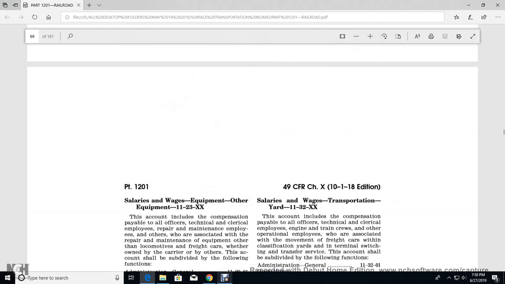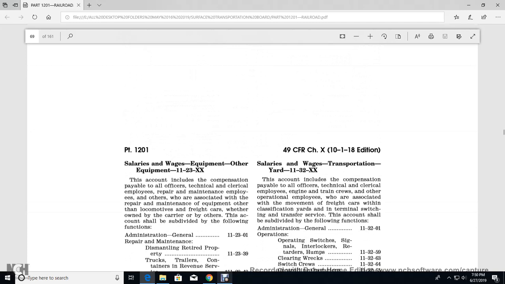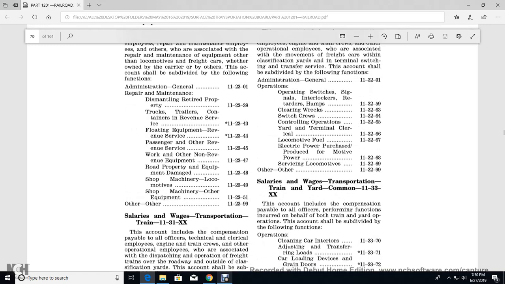All right, salaries, wages, equipment, other equipment, 1123 XX. The account includes the compensation of all of the officers, technical, clerical employees, railroad maintenance employees associated with the repair maintenance of equipment, locomotives, freight cars, whether owned or carried by others. The account is subdivided by the following functions: administrative, general, repair, maintenance, dismantling, retired property, trucks and trailers, containers, revenue service loading equipment, revenue service passenger, other revenue service, other non-revenue equipment, road property, equipment damage of the shop machinery, locomotive machinery, shop machinery, equipment, and other.